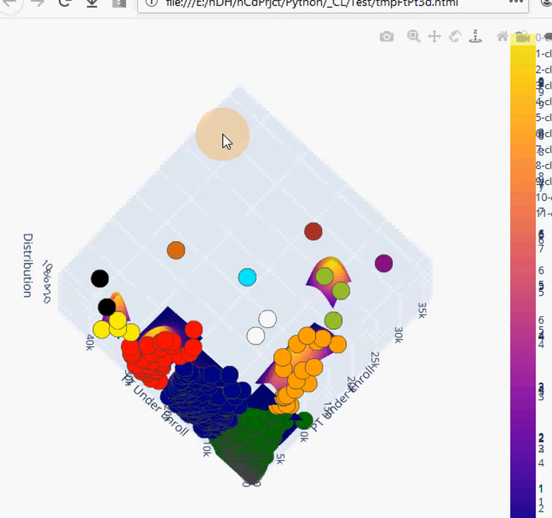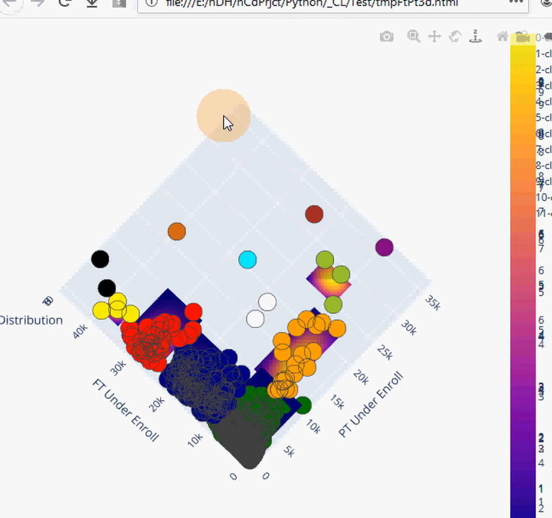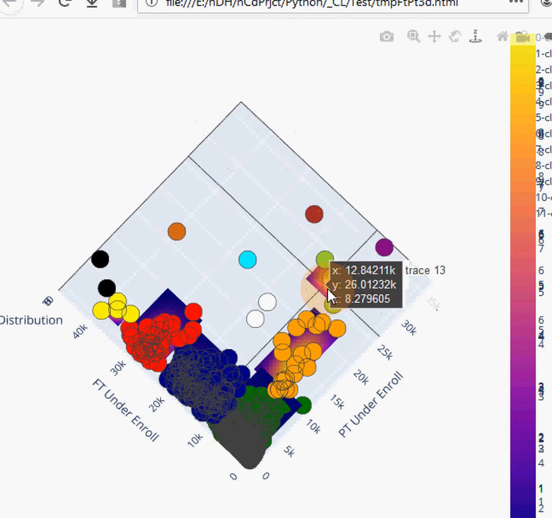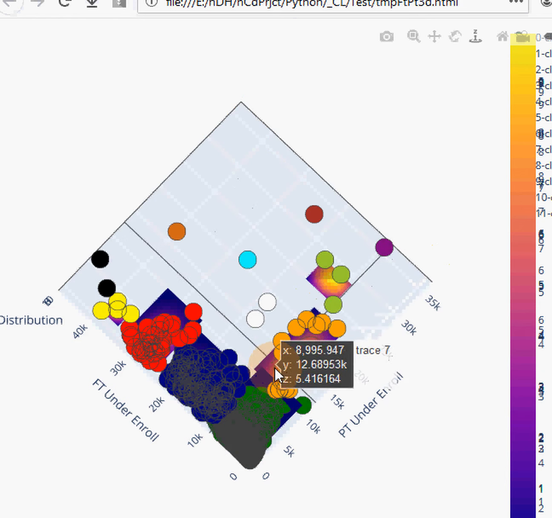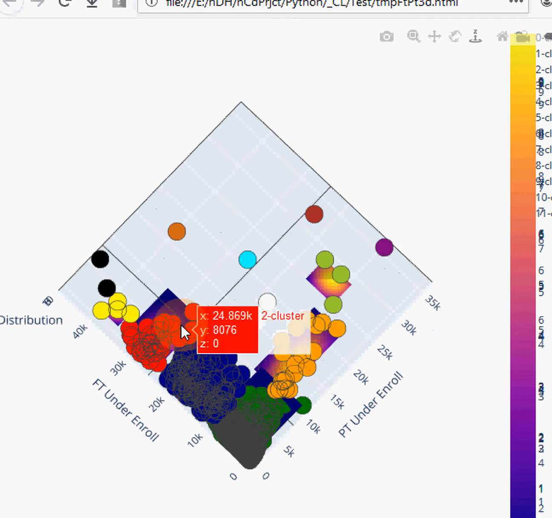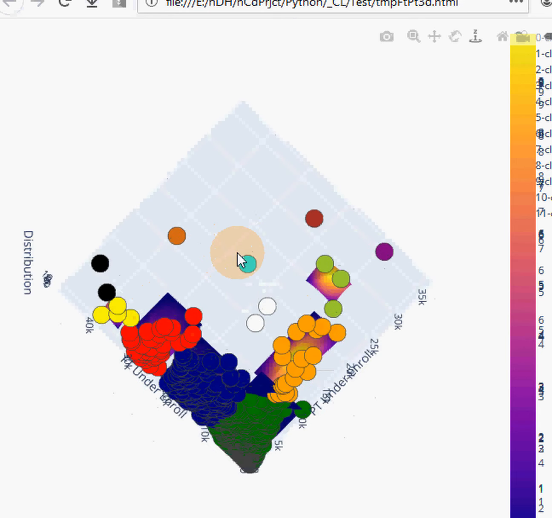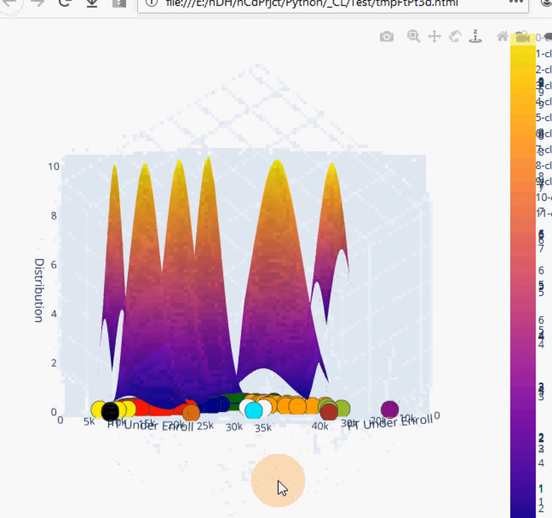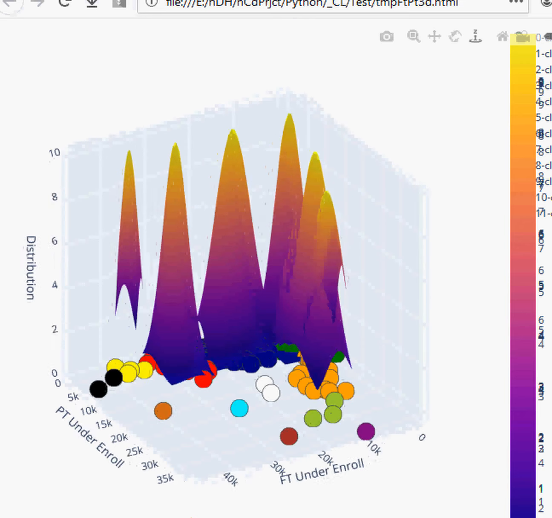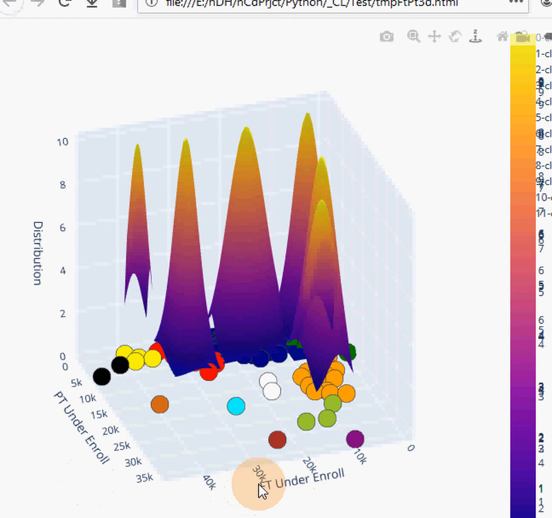So you can see in this one, if we move it carefully, those are the distribution surfaces for those 3 points, and for those they are here. Okay, and there's one over here for the red clusters. So now let's put it back. This is two variables: the full-time undergraduate total and the part-time undergraduate total.